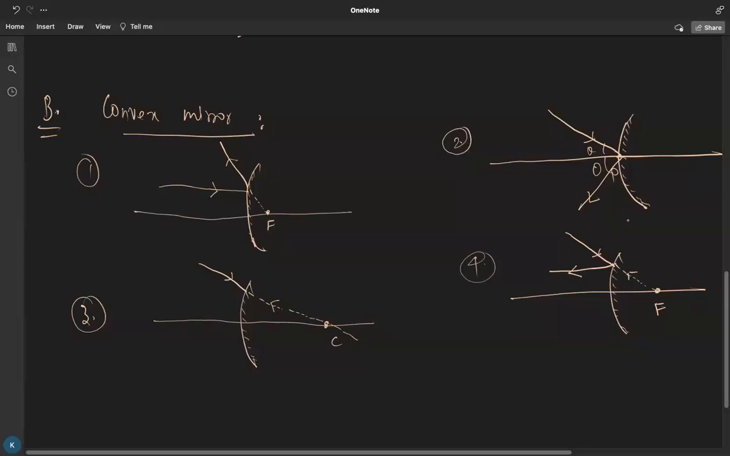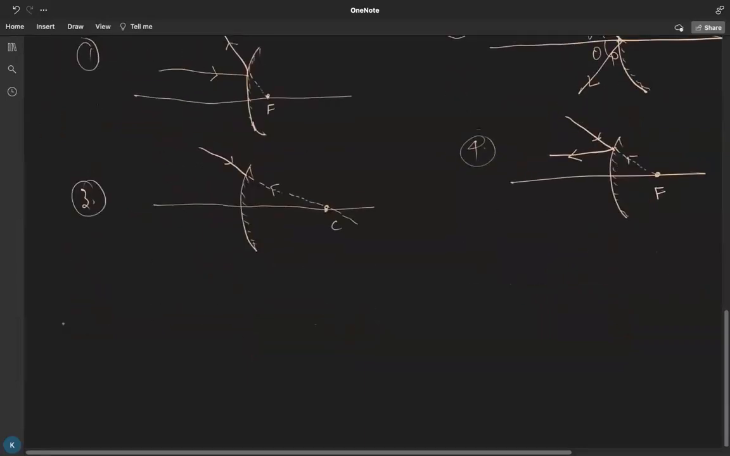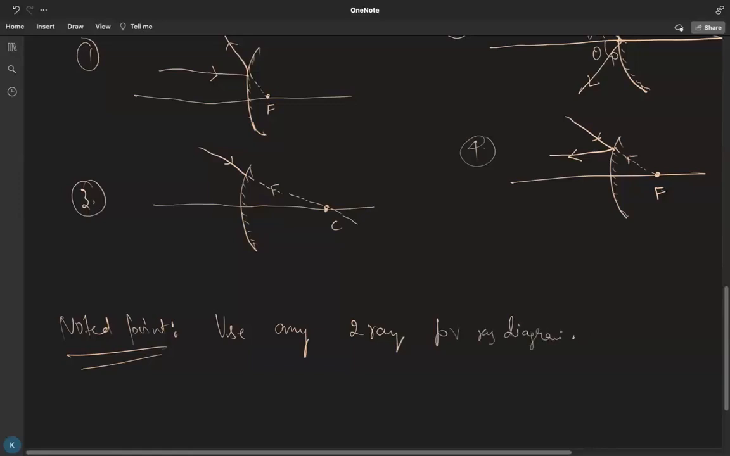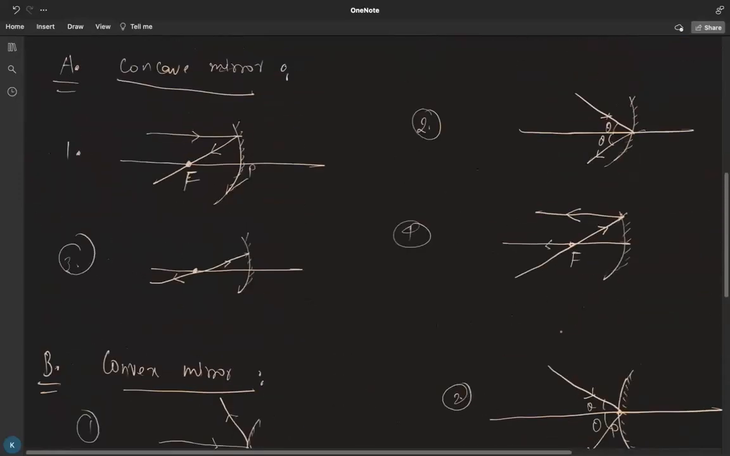Convex mirror, concave mirror, all of these are ray diagrams. Here I'll tell you one thing, a noted point, which I'm going to write here: use any two rays for a ray diagram. Whenever your question asks you to form the ray diagram, use only two rays. When the ray of light passes through the center of curvature, it is redirected through the same path. But usually, whenever you are asked to draw the ray diagram, you have to use any two rays, whichever are given, to draw the ray diagram.